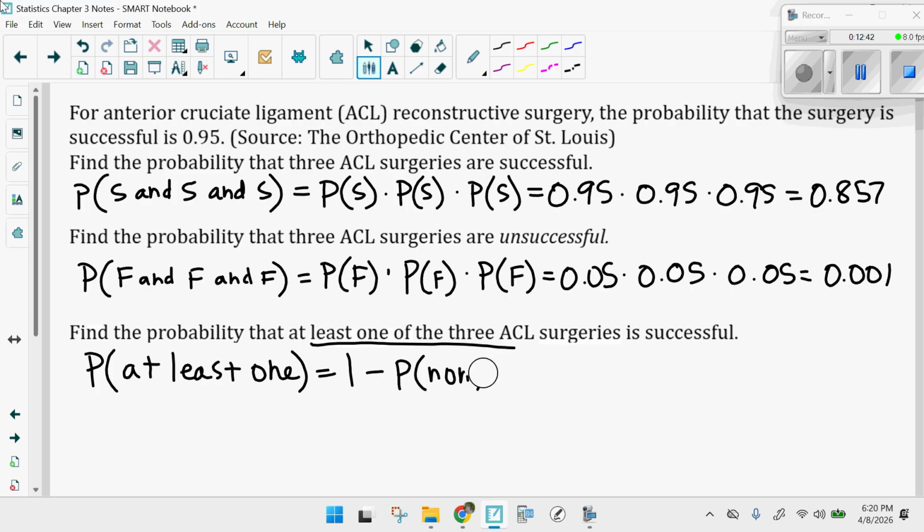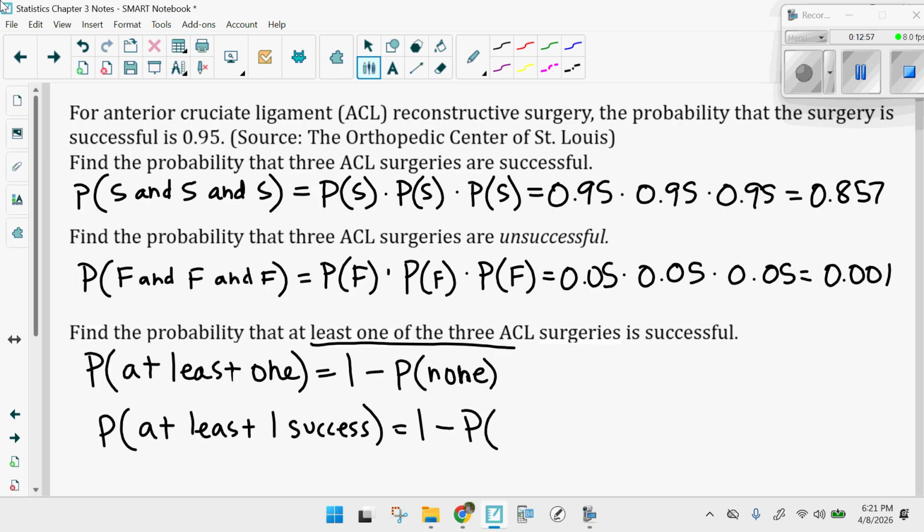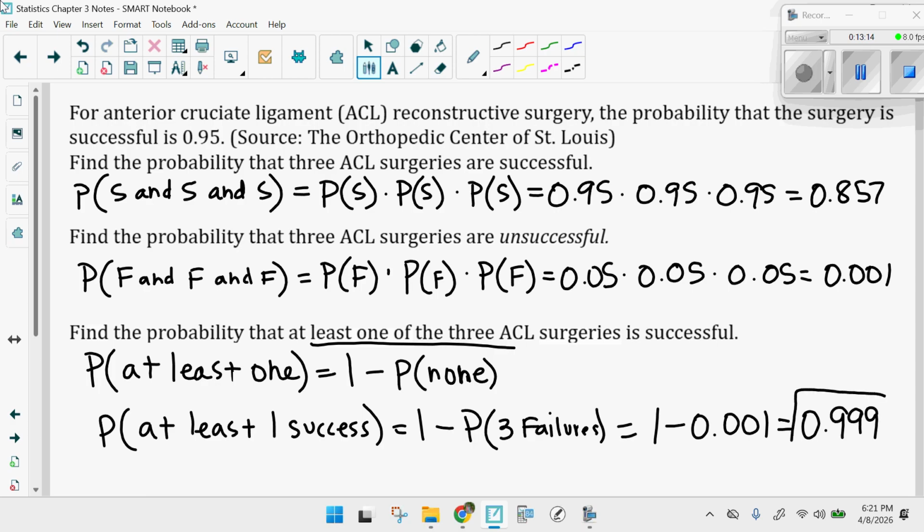So in this case, the probability that we have at least one success is going to equal 1 minus the probability that we have 3 failures. Well, that's the only way that we cannot get at least one success. And up above here, we have the probability of a failure. So 1 minus 0.001, or I should say 3 failures. So the probability of getting at least one successful surgery would be 99.9%. So at least one out of those 3 would mean we'd have a 99% probability.